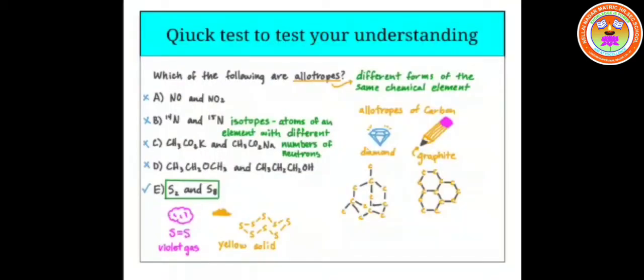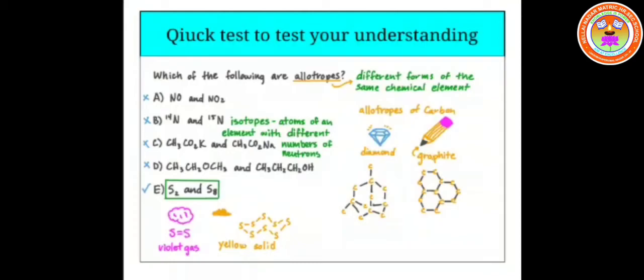Coming to the last option, S2, sulfur disulfide. Two sulfur atoms combine to form disulfide, and this is S8, the polyatomic form of sulfur. Octasulfide. Okay.